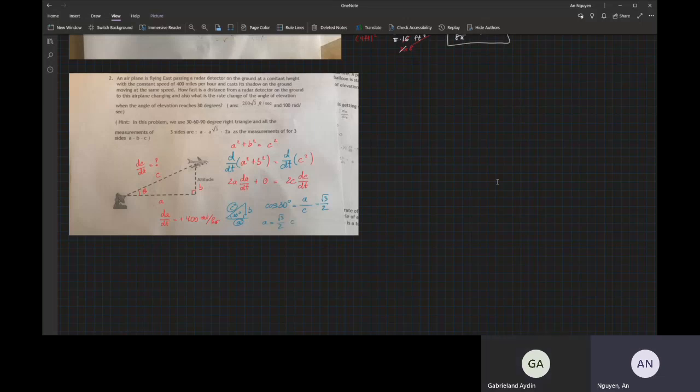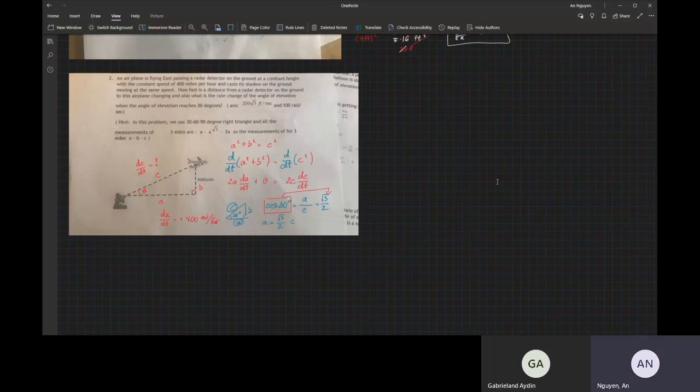Does this make sense? Where'd you get root 3 over 2 from? Oh, because of the cosine of 30 degrees. Okay, and that's a special case. Yeah. You can just plug it into the calculator. Cosine of 30 degrees is root 3 over 2.